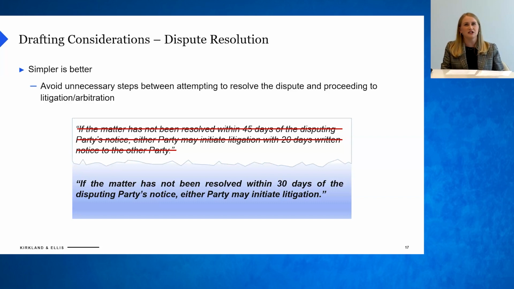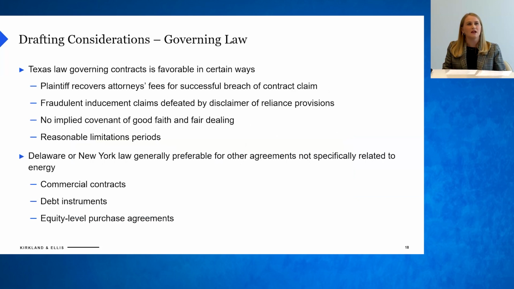So, drafting considerations for governing law provisions. There are certain reasons that Texas governing law would be favorable. Kind of mentioned earlier, the asset level purchase agreements, commercial and operational agreements as well. But, for certain reasons, a plaintiff recovers attorney's fees for a successful breach of contract claim. That kind of speaks for itself, and hearing your case in Texas might be favorable in that regard. Fraudulent inducement claims are defeated by the disclaimer of reliance provision, so you can contract out of those.